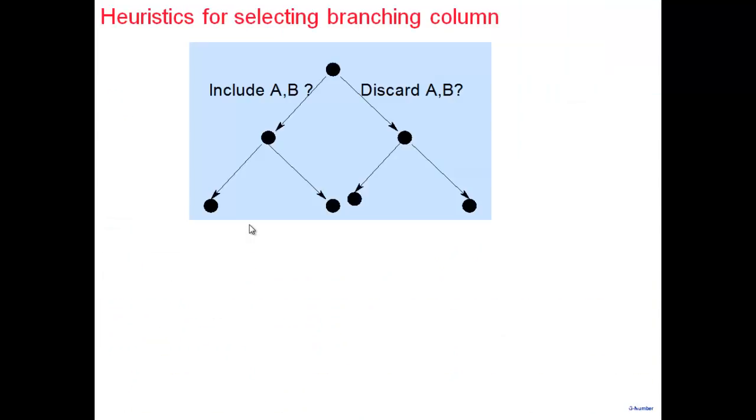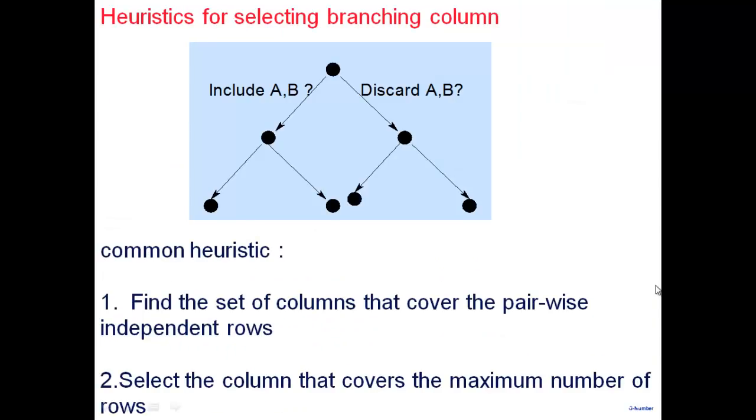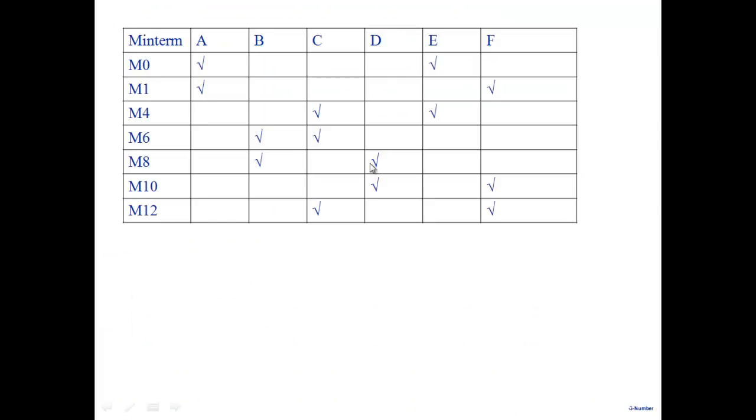So again, what we have is a set of heuristics. A common heuristic is to find the set of columns that cover the pairwise independent rows. So at any stage, let's say, which one to choose, include A or B or discard A or B or C or whatever. Find the set of columns that cover the pairwise independent rows. Select the column that covers the maximum number of rows. Okay, so let's explain. Pairwise independent rows, we had already found 1, 4, 8.